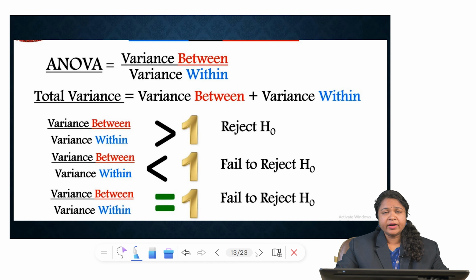And if you want to calculate the total variance, we just need to sum these two, the between and within variances. Now, when we calculate the ratio, if the ratio exceeds 1, then we have to reject the hypothesis. And if the ratio is less than 1, that means we fail to reject the null hypothesis. And even if the ratio is equal to 1, we fail to reject the null hypothesis. So these are the conditions.